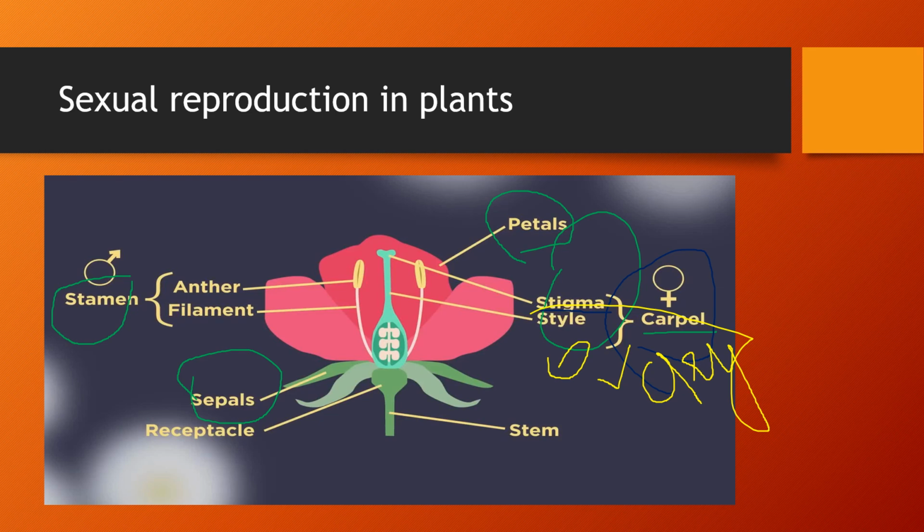Stamen. Stamen is the male part. Which is the stamen? The male part. In this we are discussing the anther and filament. The anther produces pollen. You can see this: the anther produces pollen, and the filament holds the anther and allows it to move.